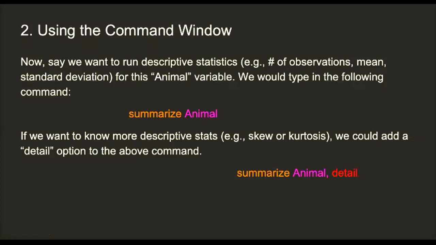Now, let's just say that we want to run some descriptive statistics. So for example, if we wanted to get the number of observations, the mean or the average, and standard deviation, specifically, again, for this animal variable, we would type in the following command: summarize animal. And then more specifically, if we wanted to know additional descriptive statistics, such as skew or kurtosis, we could add the detail option to this command. So without the option of detail, it's just summarize animal. And then we could add this detail option for more information.